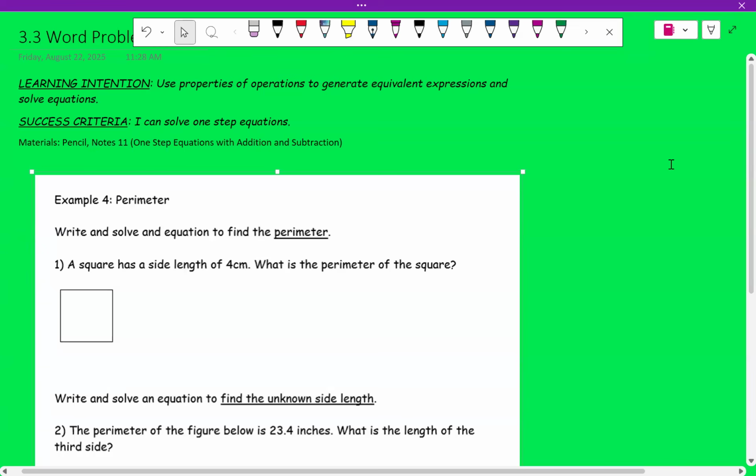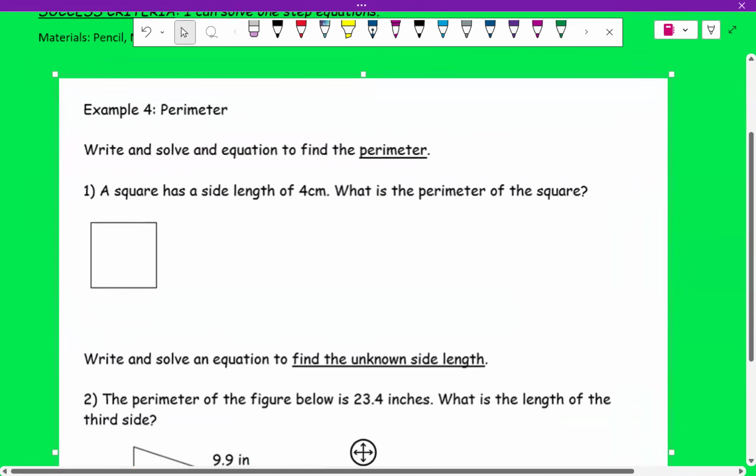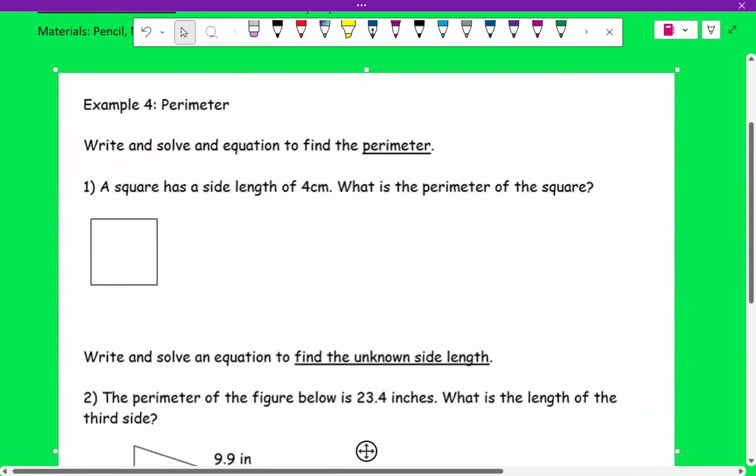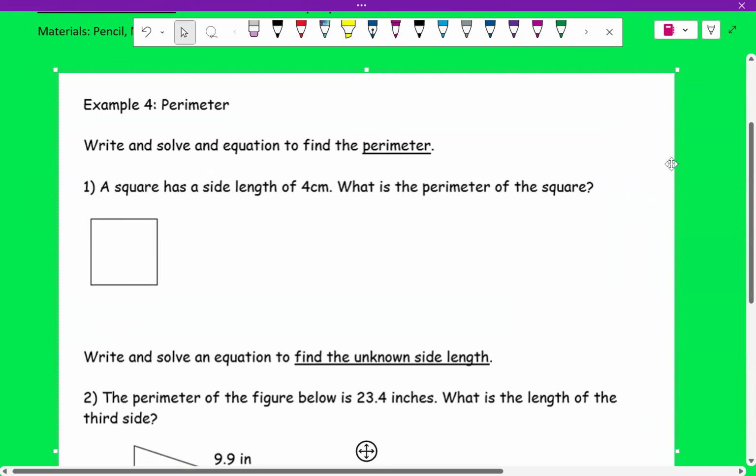Welcome back. You're going to need notes 11 again, the one-step equations notes with addition and subtraction, and you're going to go to the back page or the third page where you see example 4. And today what we're going to talk about is word problems. The method that I like to talk about is called the 3 boxes method because we're going to split our paper into 3 boxes to write down different information in order to help us form our equations.